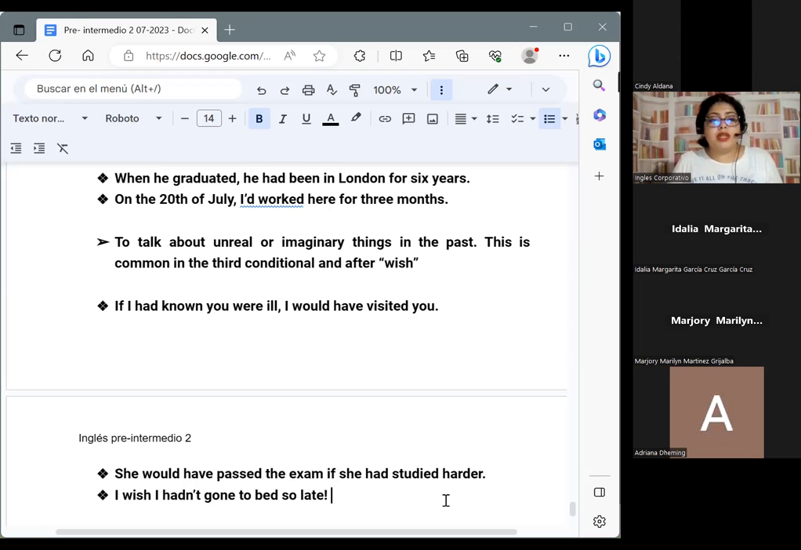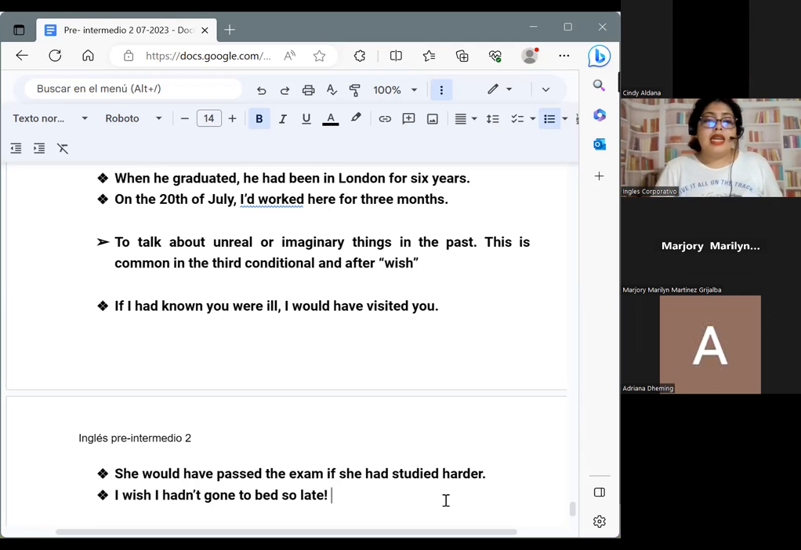And the second one, she would have passed the exam if she had studied harder. Ella hubiera pasado el examen si ella hubiera estudiado, pues, un poco más fuerte, ¿verdad? O hubiera pasado mucho más tiempo estudiando. So in that case, she would have passed that exam. But in this case, it's something that we just wanted to happen in that time. And in the last one, I wish I hadn't gone to bed so late.